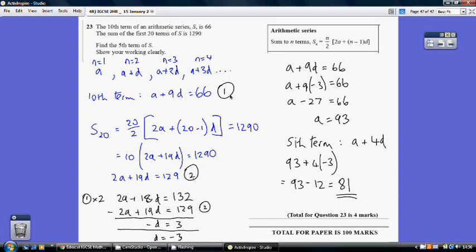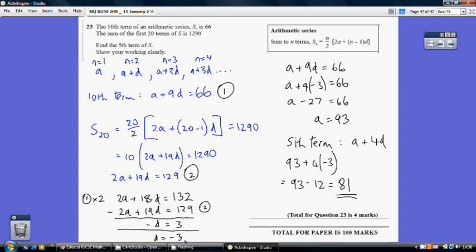So I've now got a simultaneous equation to solve. Now I'm going to line up the a's by choosing to double this equation 1. So doubling this, I get 2a plus 18d equals 132. And line that up next to equation 2. If I now choose to subtract equation 2 from this doubled equation 1, I get 2a minus 2a is nothing. 18d minus 19d is minus d. And 132 minus 129 is 3. So d equals minus 3.